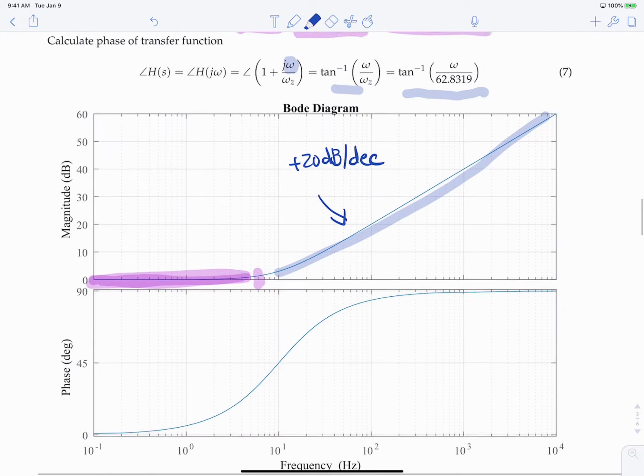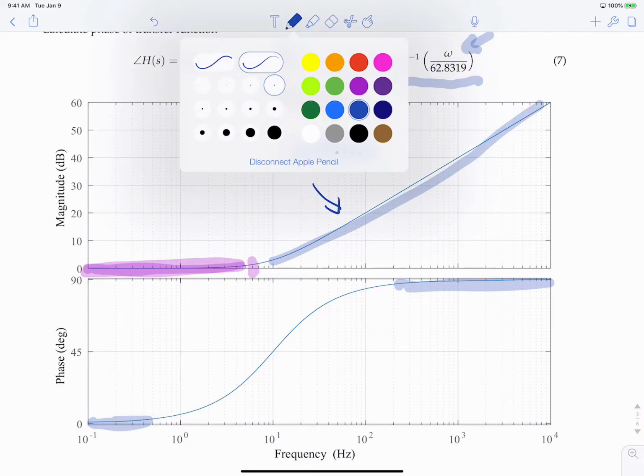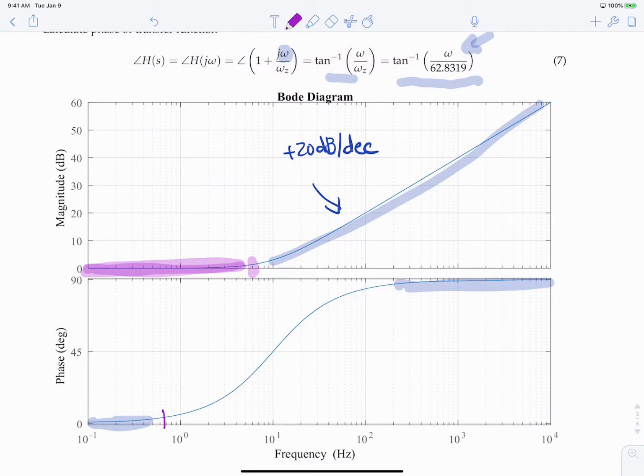Now, what's interesting is at really, really low frequencies, as omega is close to 0, you're essentially taking the tan inverse of 0, which gives you 0. That would be this part. When you're at really high frequencies, omega going towards infinity, you're taking the tan inverse of infinity, which is about 90 degrees. That's this area. And then about a decade above and below this 62.83 is where you see this transition region happening, from like here to about here.